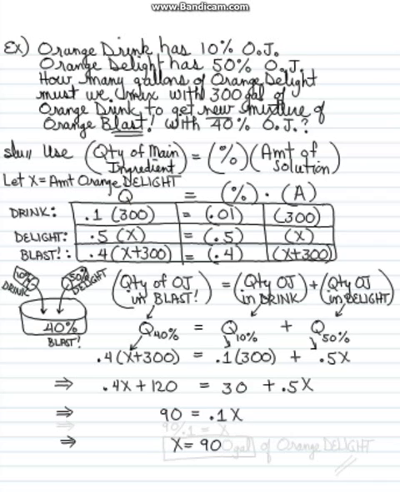So what we're going to do is divide 90 by 0.1. Let me show you. We take 90, we divide by 0.1, and when we divide by 0.1 on the other side, it just gives us X. So X, which we said was the amount of Orange Delight that we had to add, is going to be equal to 900 gallons. 900 gallons of Orange Delight has to be added to the 300 gallons of Orange Drink to come up with the 40% blast solution.